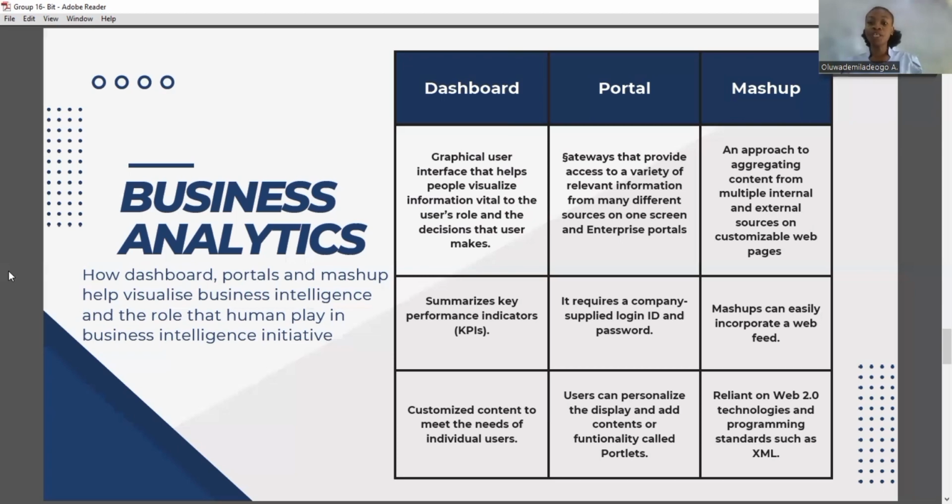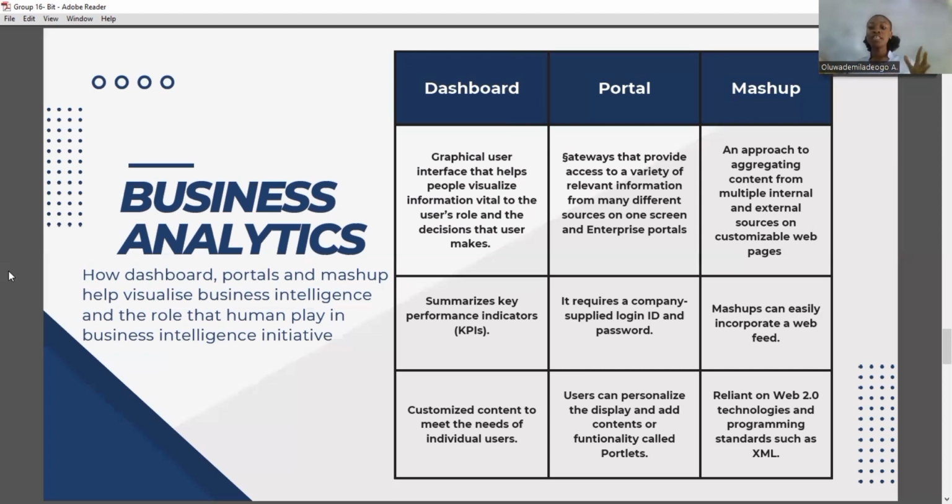Then we have the mashup. Mashup is an approach to aggregating content from multiple internal and external sources on customizable web pages. Since information comes from different sources, both internal and external, that's information available in the organization and information available outside the organization. Mashup is an approach whereby information such as graphics, graphs, images, Gantt charts are on the same display on the same website.